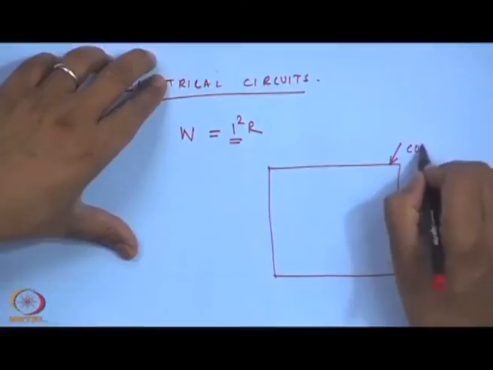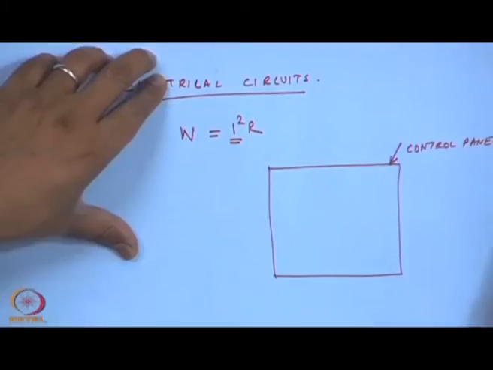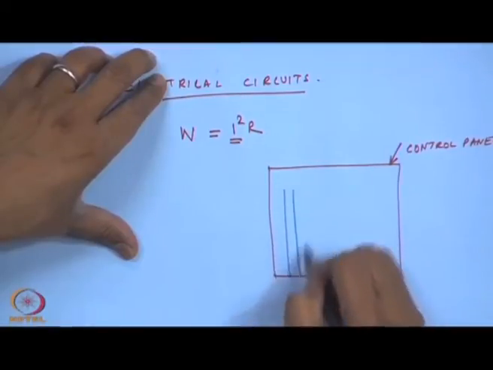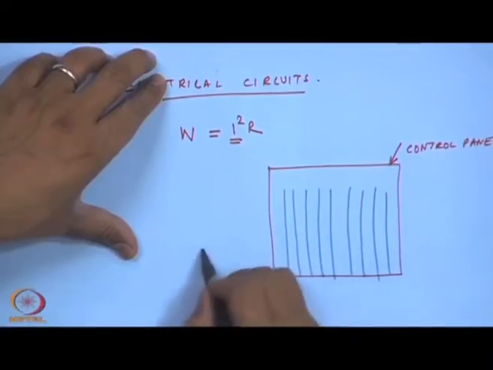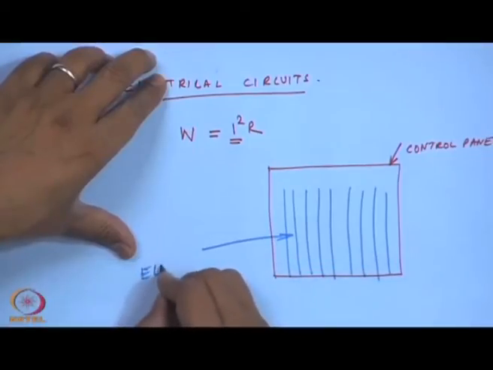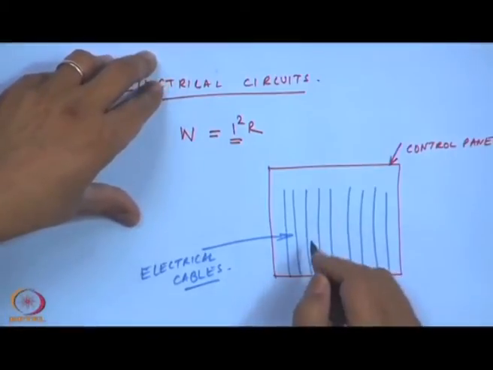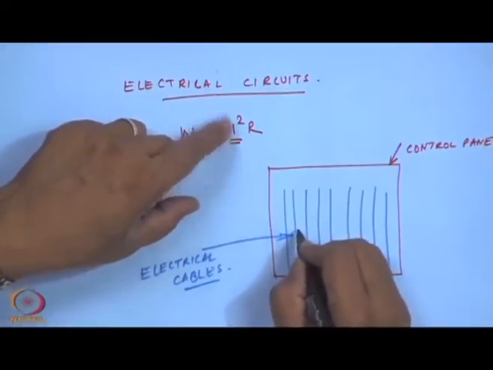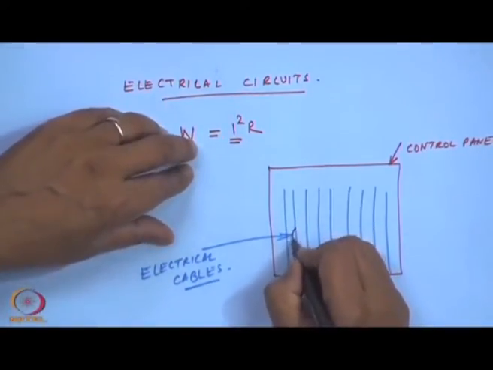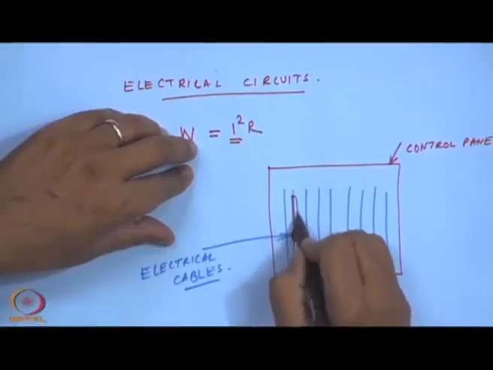So, this is the control panel, and behind it there are a lot of electrical cables which are going around. These are all electrical. So, if one particular cable is carrying high current for some reason, maybe an increase in the load or something, the temperature has increased, or the entire cable's temperature has increased.